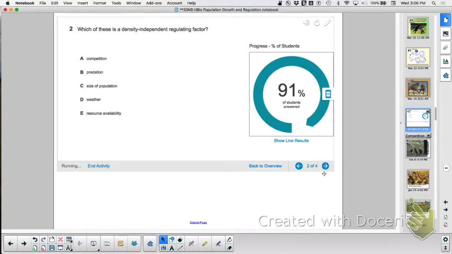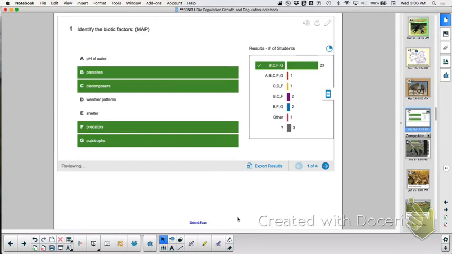Okay, some more of you still have this fourth question, I think. All right, here we go. Okay, biotic means what? Living. Okay, pH of water, that's a measurement of the hydrogen ions of the water. That's not alive. Weather patterns are not alive. Shelter is not alive. Now, are there exceptions to shelter? Sure. If you're a parasite, probably your shelter is a living thing. But this is not looking at the exceptions, it's looking at the norm. All of the rest of these are living.